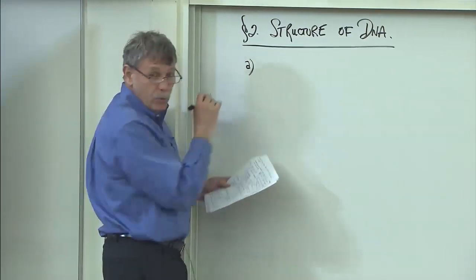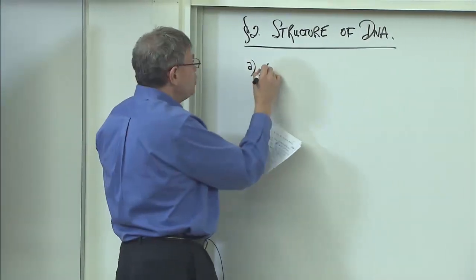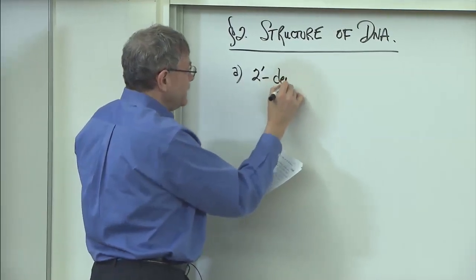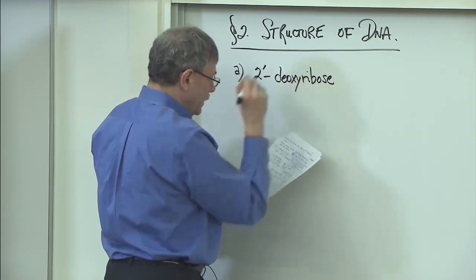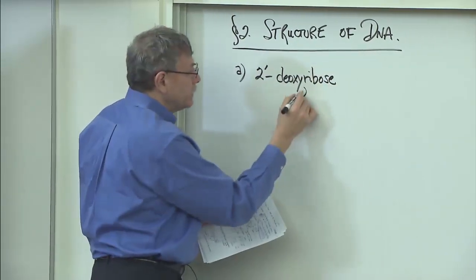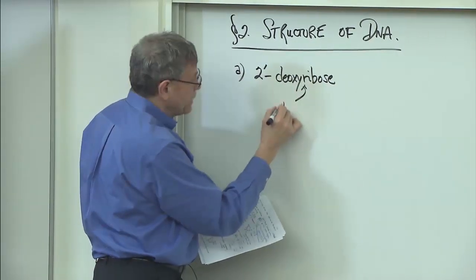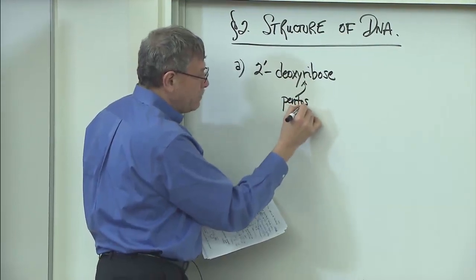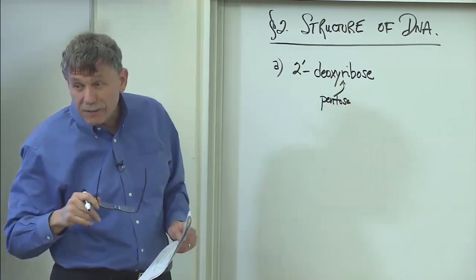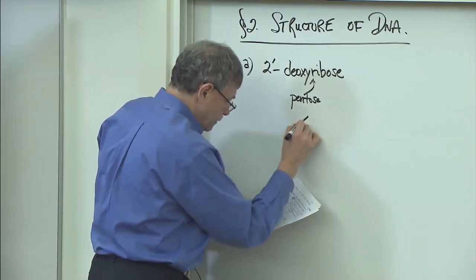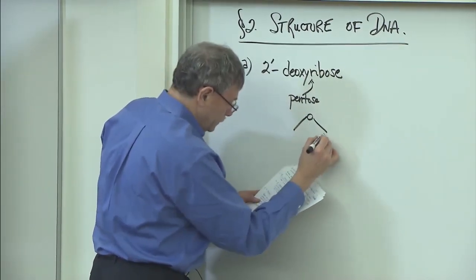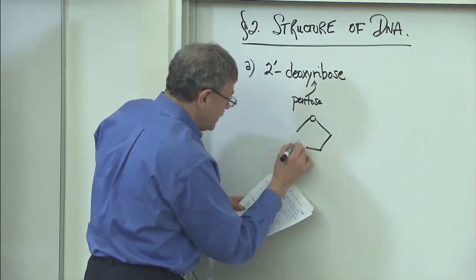First, we have a sugar, 2'-deoxyribose. Ribose is a sugar. It's a pentose. If it's a pentose, how many carbons does it have? Penta means 5, so it's a 5-carbon sugar. And here's ribose. We have our 5 carbons here.